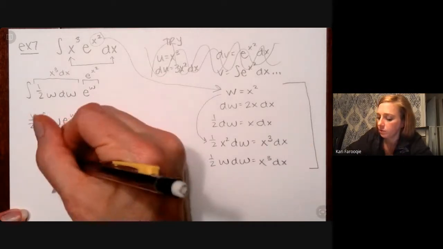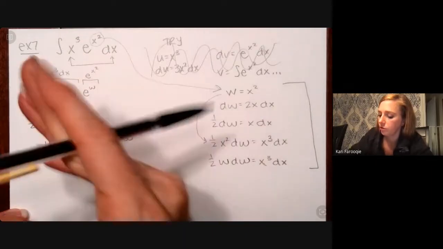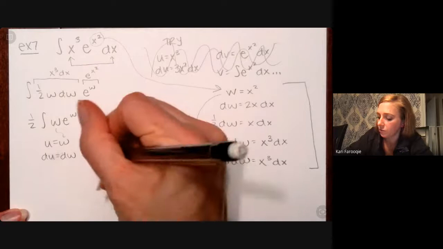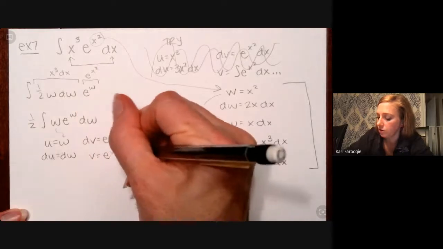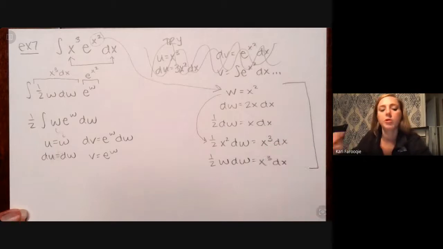And then du equals dw. And then v is equal to e to the w, because it's just the integral of e to the w dw. I know sometimes it's hard to integrate things anytime they include weird variables like w. Don't be thrown off by that. Just rewrite it with an x if you're not sure.